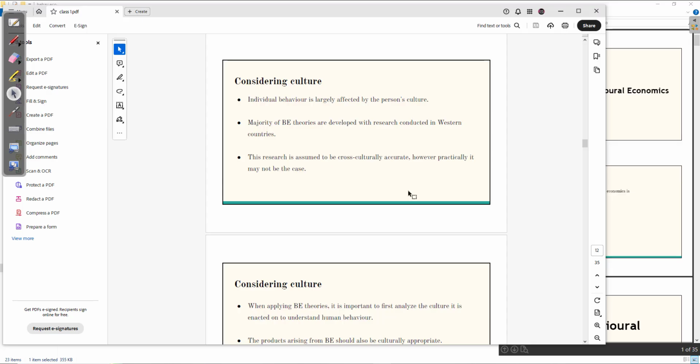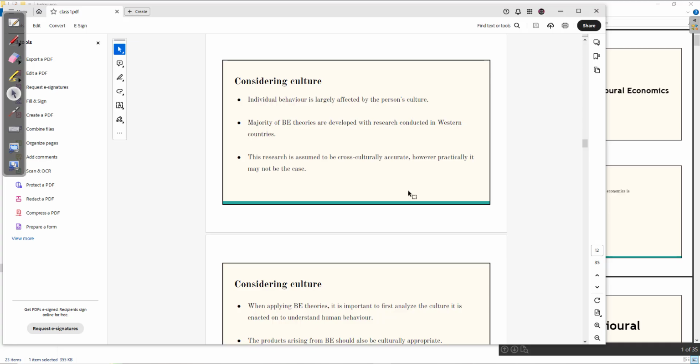Now, a very important thing is considering the culture. The cultural background of a person will impact their decisions a lot. Individual behavior is largely affected by culture. The majority of behavioral economic theories are currently developed with research conducted in western countries.